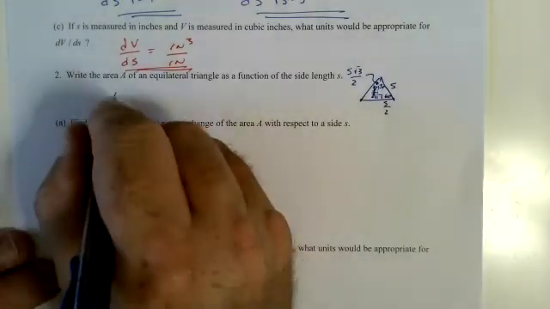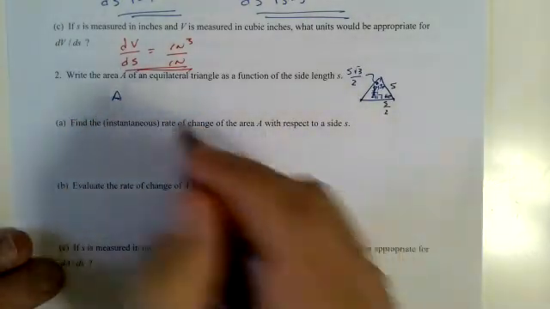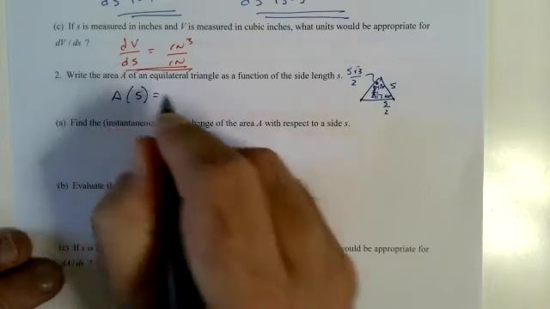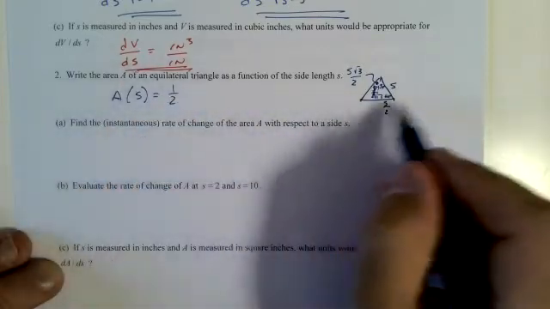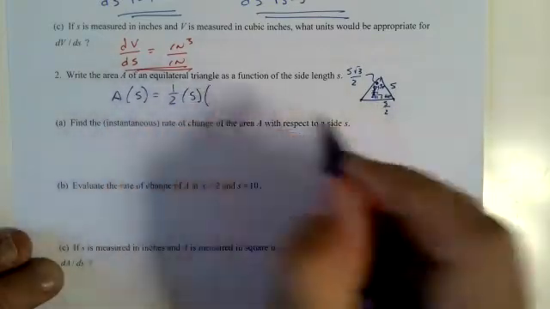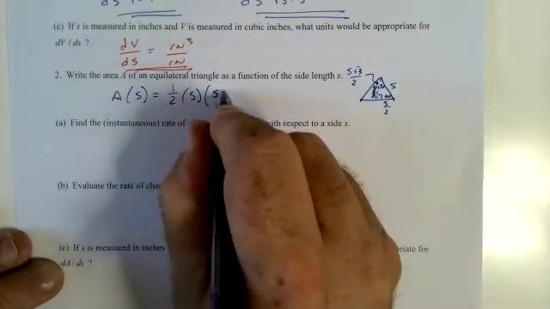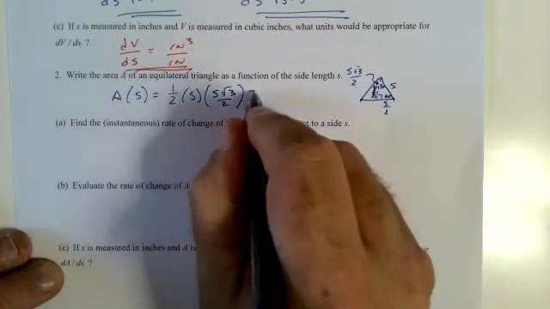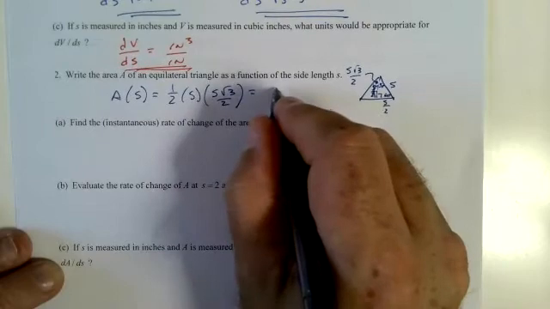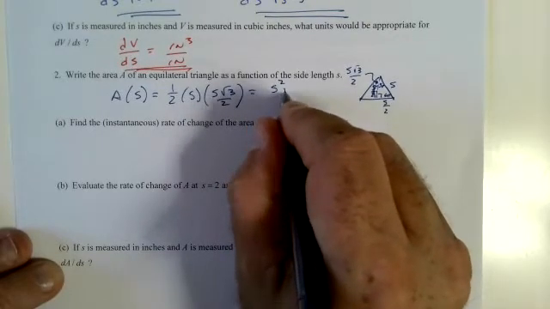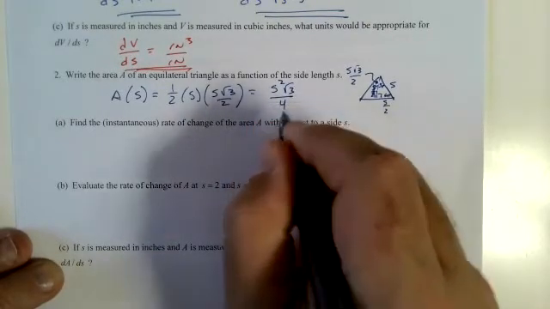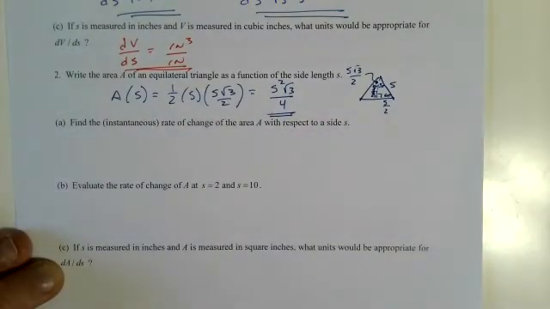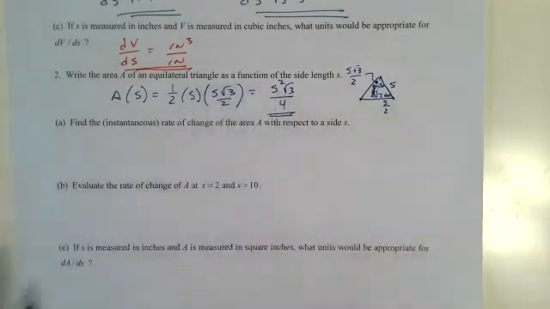So, area of a triangle based on its side s, it's 1/2 base, the whole base is s, times height, which is s root 3 over 2. In other words, s squared root 3 over 4. I like to put the root 3 in the back. You can put it in the front if you want, doesn't really matter.